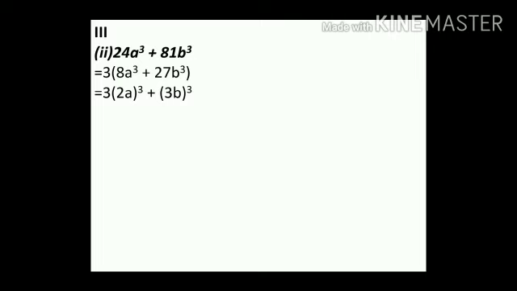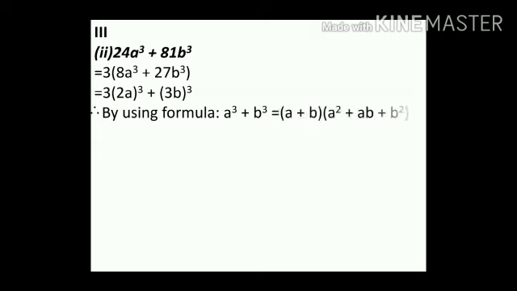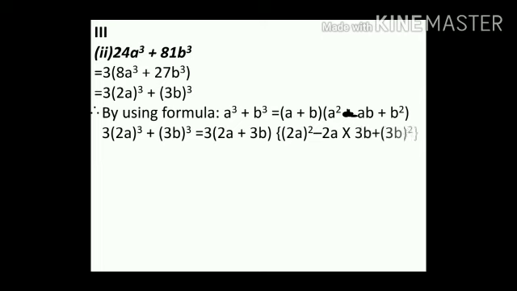Now, by using the formula, children, therefore, by using formula, a cube plus b cube equal to a plus b, a square minus ab plus b square. Now, by using this formula, we will expand, children. 3 2a whole bracket raised to cube plus 3b whole bracket raised to cube equal to 3 open bracket 2a plus 3b close the bracket. In another bracket, 2a square minus 2a into 3b plus 3b whole bracket raised to square.